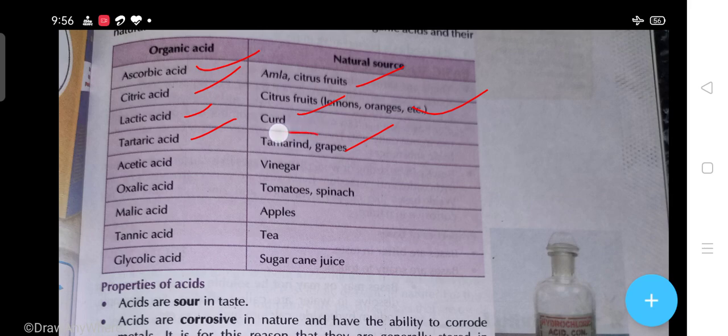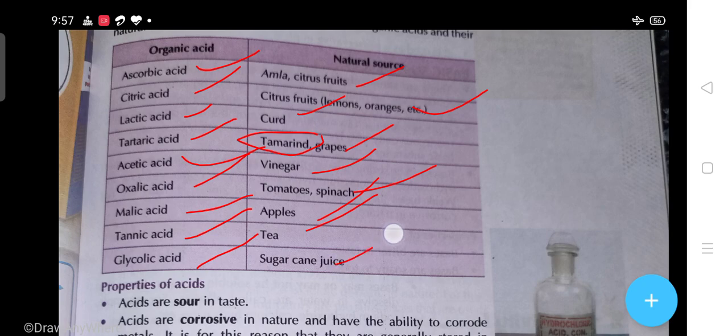Tamarind, in Hindi we can say imli, and grapes. Acetic acid from vinegar. Oxalic acid can be obtained from tomatoes and spinach. Malic acid from apples, tannic acid from tea, and glycolic acid can be obtained from sugarcane juice.